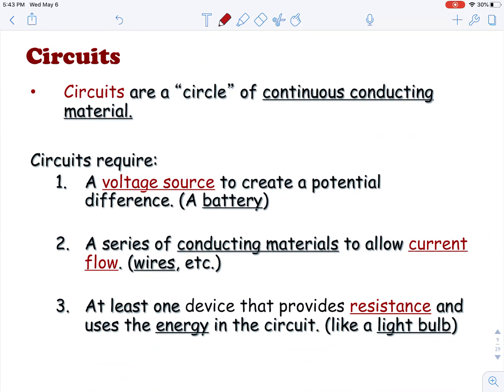So again, circuits need to have all three of these things present in order to work. You need to have a voltage source like a battery. You need to have a complete circle of conductive material from one end of the battery to the other, which I'll abbreviate I for current. And you need resistance. So you need all of these things for electricity to flow.